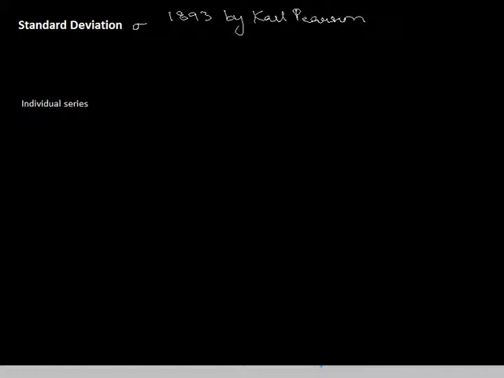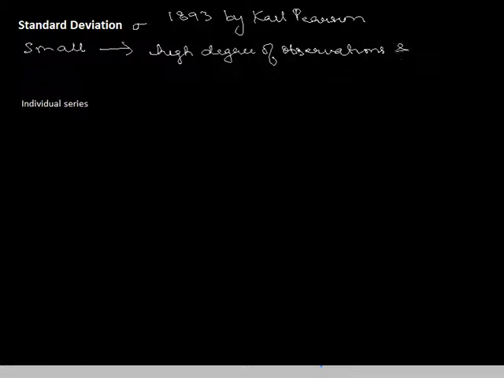A small standard deviation would actually mean a high degree of uniformity of observations as well as homogeneity of the series. And of course, a large standard deviation would mean the opposite of it.